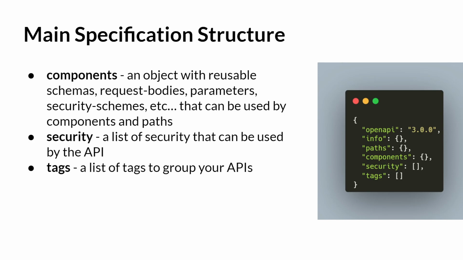The components are reusable objects: the schemas, request bodies, parameters, security schemes, and responses that can be used by components and paths. And then a list of security that is described in the security schemes that will be used in the project. And lastly is the tags.